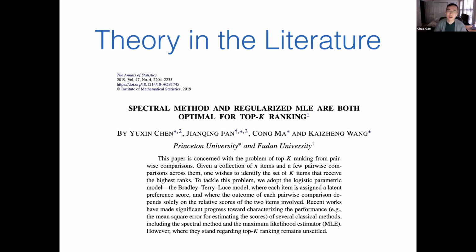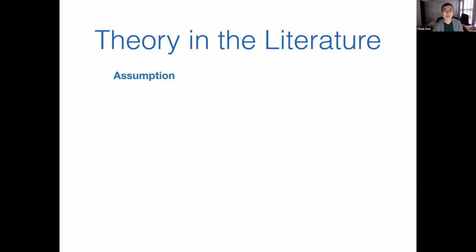And in the literature, the two methods have been well studied by many people. One of the most important results was published back in 2019 in Annals of Statistics by a Princeton group, led by Yuxin Chen, Jianqing Fan, and their students. They considered a problem called top K ranking. In top K ranking, the goal is to select the best K players. It's very much like a variable selection problem. They are able to prove that both the spectral method and MLE are optimal. Let me try to summarize the results.